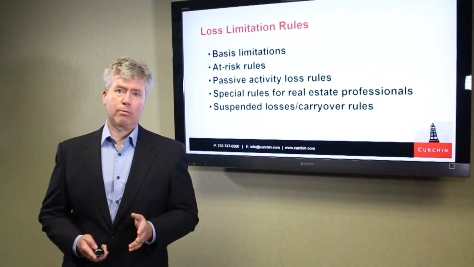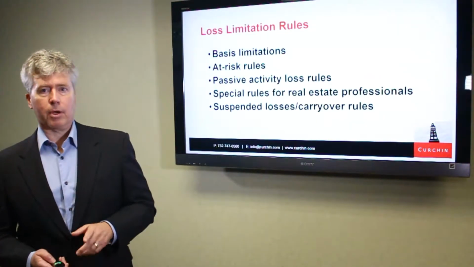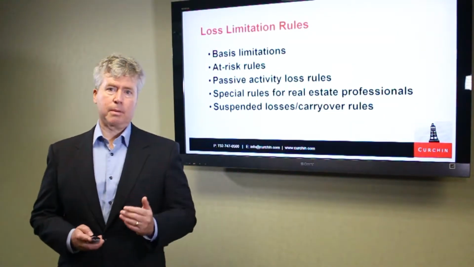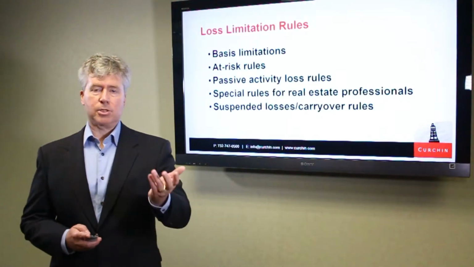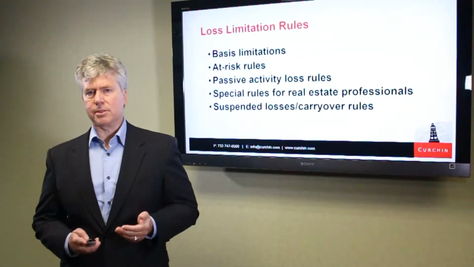Partnerships have a unique set of rules for basis. And we're going to talk about allocation of liabilities in the partnership context. Allocation of liabilities to a partner gives a basis increase.